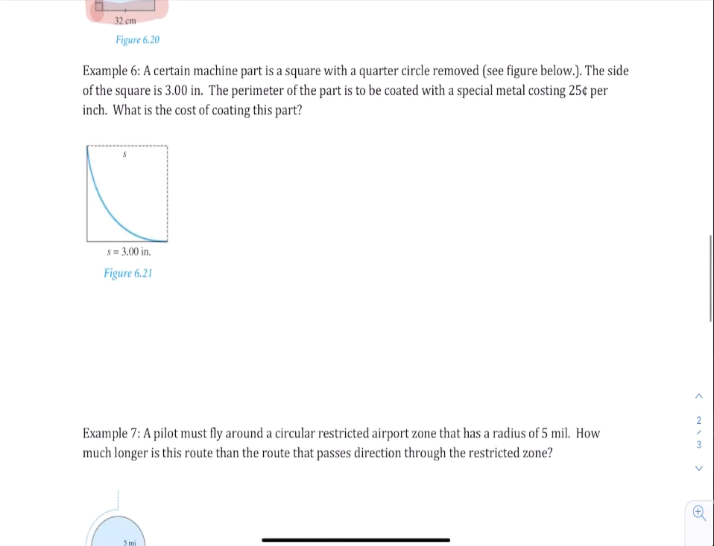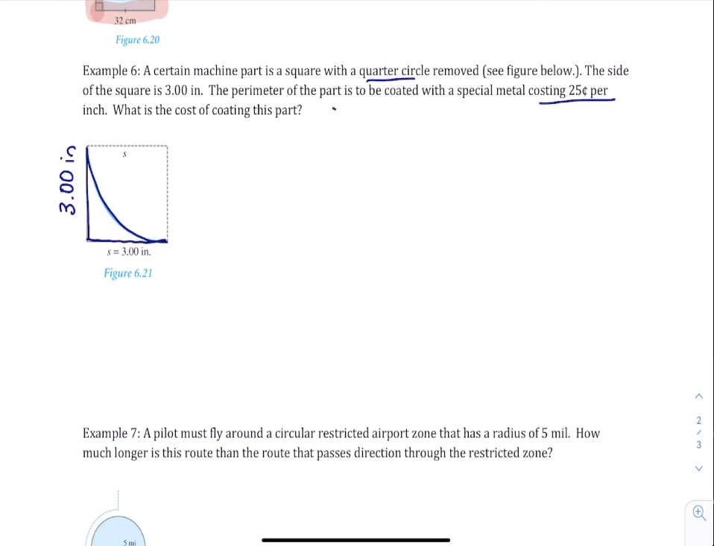If you had a machine part that's a square with a quarter circle removed, the side of the square is 3 inches. The perimeter of the part is to be coated with a special metal costing 25 cents per inch. And we want to know the cost of coating this part. Here, the perimeter is going to be the part in blue. We know the other side is 3 inches, but what about the quarter circle?